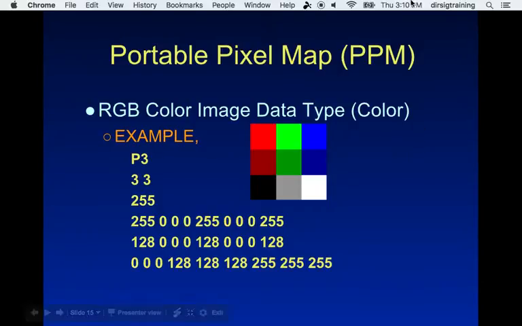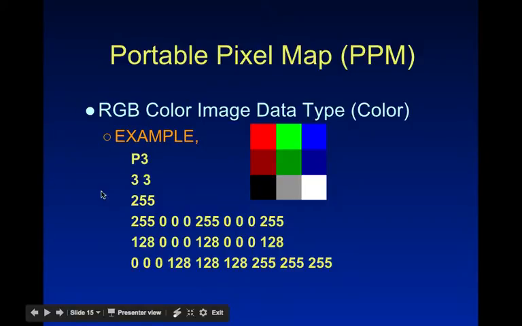And I won't go into this too much, but it's red, green, blue, red, green, blue, red, green, blue. So what we're seeing here is essentially the red pixel, 255, 0, 0, that's red, green, and blue, 0, 255, 0, green, etc. Most of you are familiar with this already.